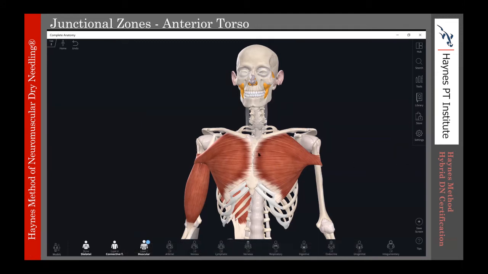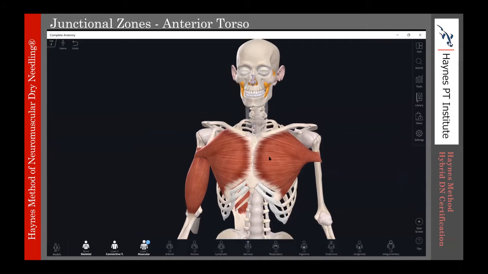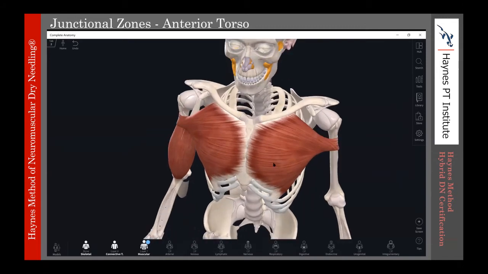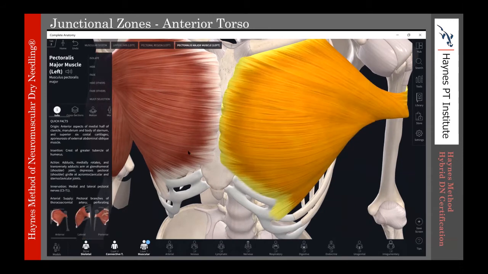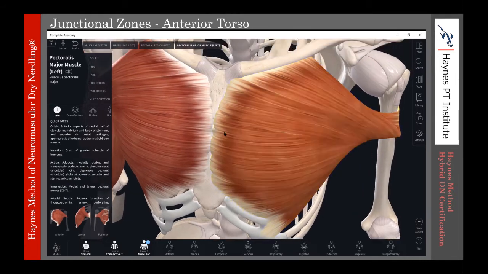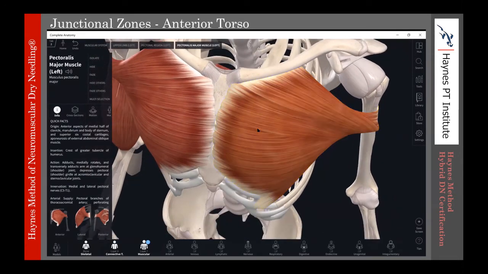Let's move on to the three-dimensional anatomy of the anterior torso. Here we're going to limit ourselves to the view of pectoralis major. So pec major, the origin: anterior aspects of the medial half of the clavicle. Get a view right there. Medial half of the clavicle, down on the manubrium and the body of the sternum.